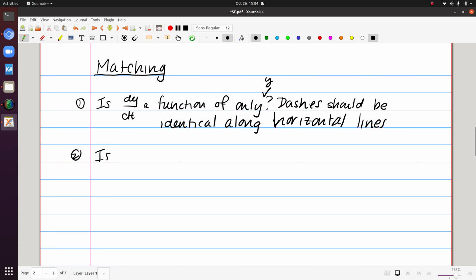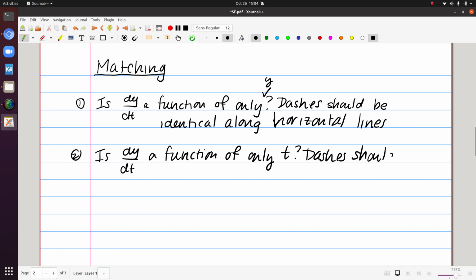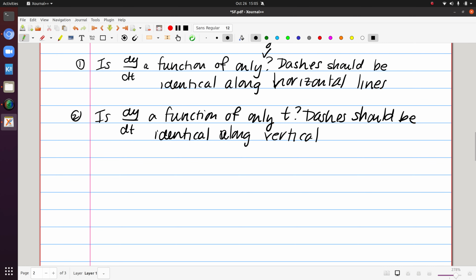If instead we want to think about is dy/dt a function of only t, then in that instance, what you could think about is dashes should be identical along vertical lines. So again, the reasoning for that is because if I fix my t value and move up and down my vertical line, changing y should have no bearing on the dash for dy/dt.